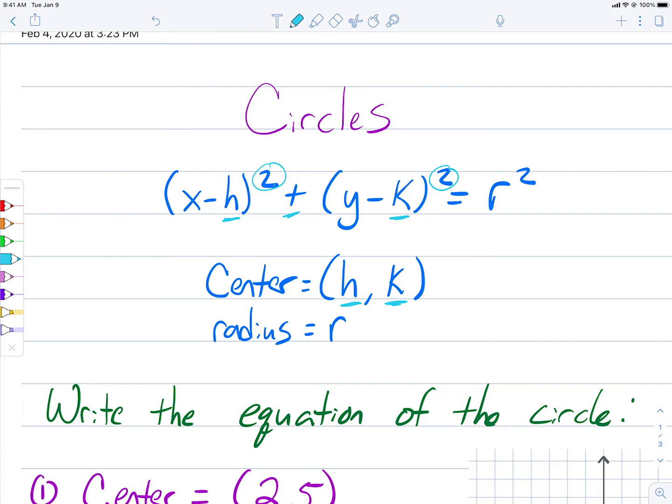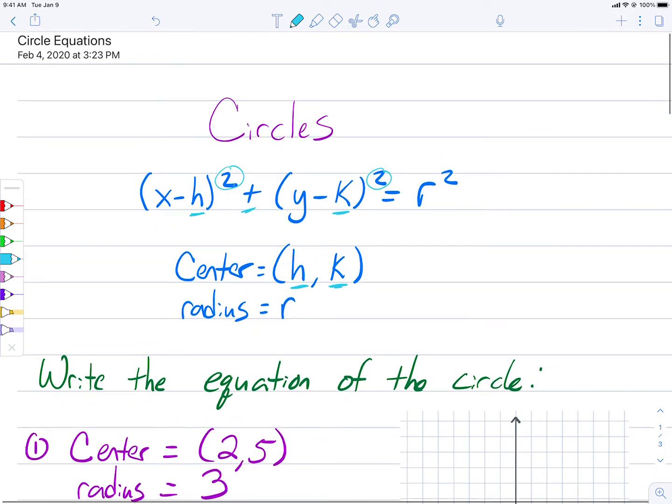So the parts of the equation tell you information about the circle. You can also go the other way around. If you know the center and the radius, you can then write the equation. So we're going to go both directions for today's notes.